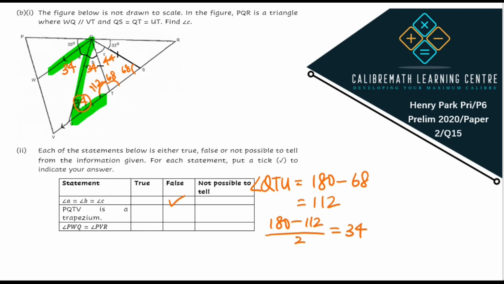Now for the second statement, we need to determine if PQTV is a trapezium or not. Now you need to know that for a trapezium, it has one pair of parallel lines, which is this line and this line over here. So we can use our angle alphabets that involve parallel lines like our C, U, and Z to prove that. Okay, so let's try to use our alphabet C first.